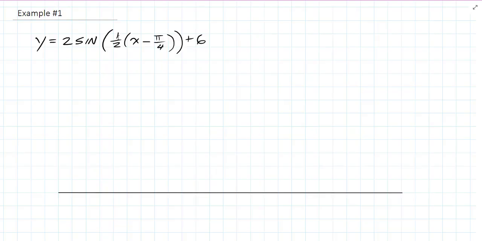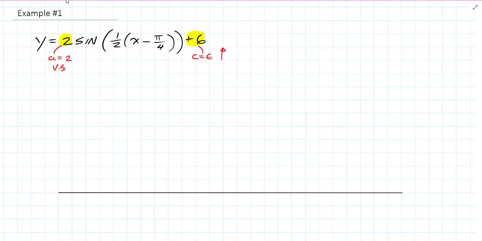Okay, so I've got a function here I've just made up on the spot, and it's a sinusoidal function. It's sine, as we can see here. Let's identify the A and the C values. So here they are in the back, right outside of our functions. A is 2. That means we have a vertical stretch by a factor of 2, and C is 6, right? So that tells us everything's moved up 6.